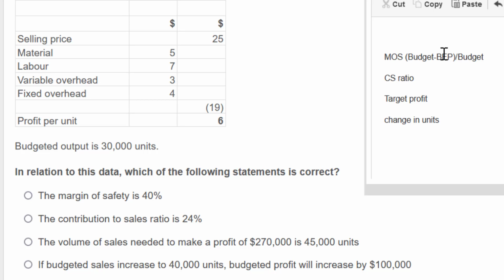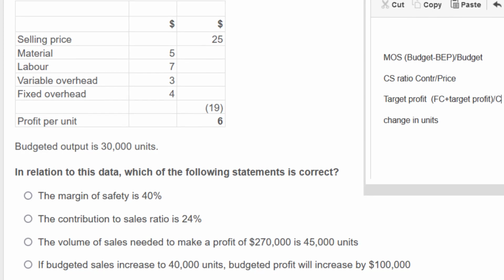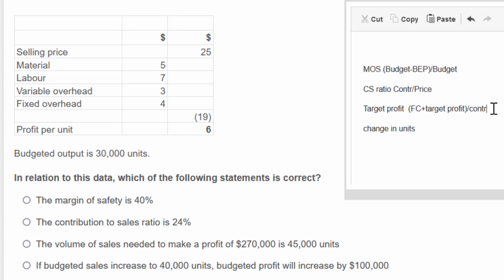A contribution to sales ratio is simply going to be the contribution over the sales price. That target profit calculation, well, that's going to be similar to a break-even point. We're going to get the fixed cost, FC for fixed cost, plus target profit, put that in brackets, divided by the CS, the contribution per unit.